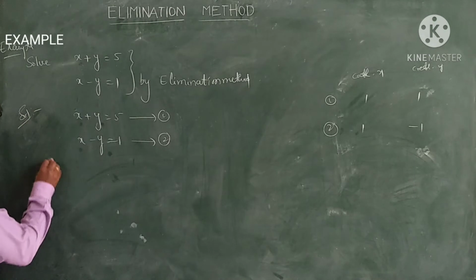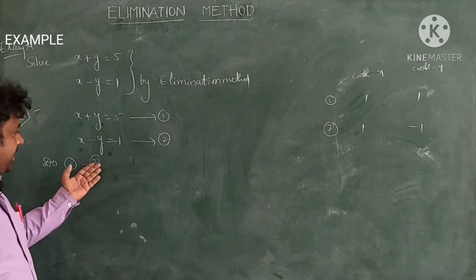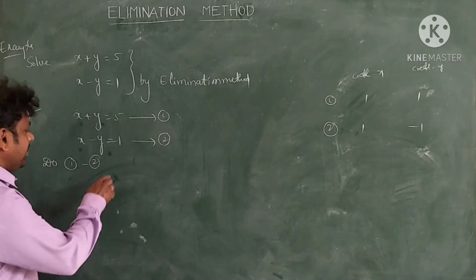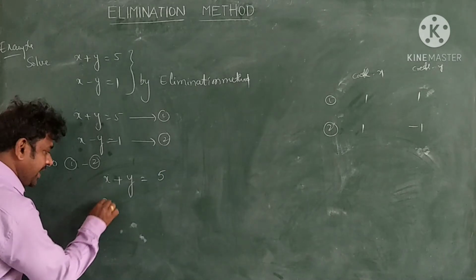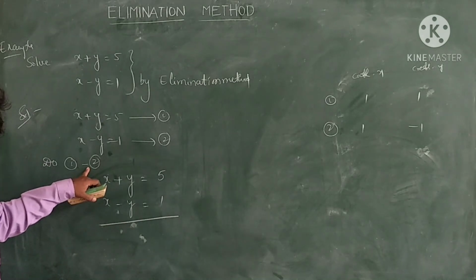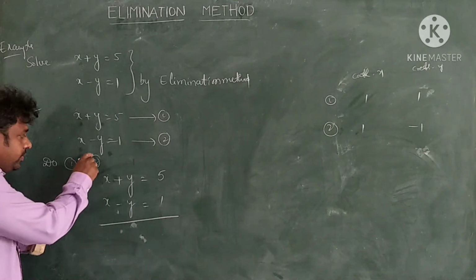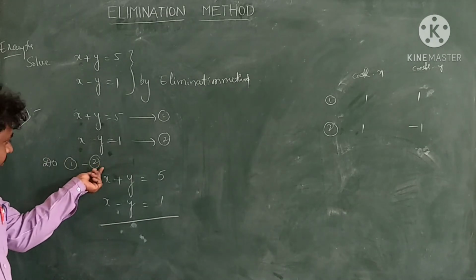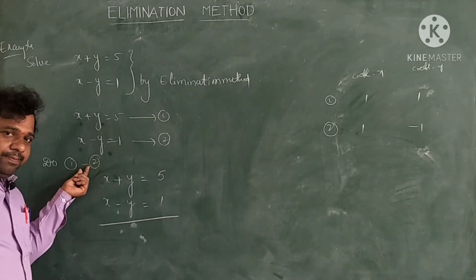First, do 1 minus 2. This means subtract 2 from 1. Students, 1 minus 2. Write equation 1, x plus y is equal to 5. Write equation 2, x minus y is equal to 1. Now we subtract equation 2 from equation 1. That means we have to multiply equation 2 by minus 1. Students, understand?